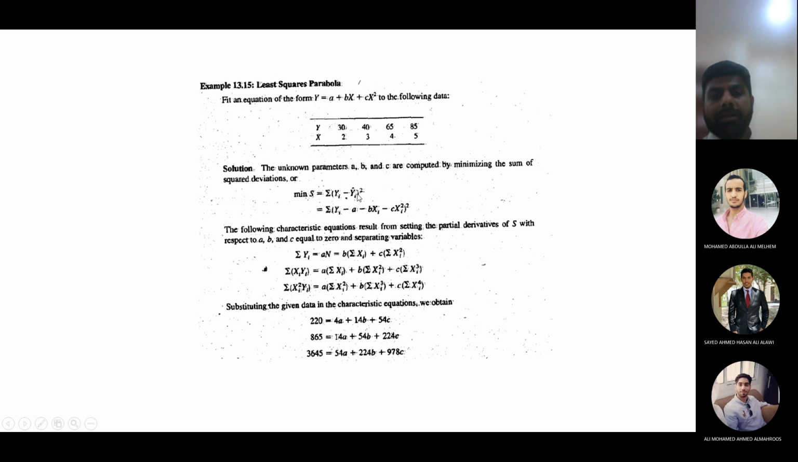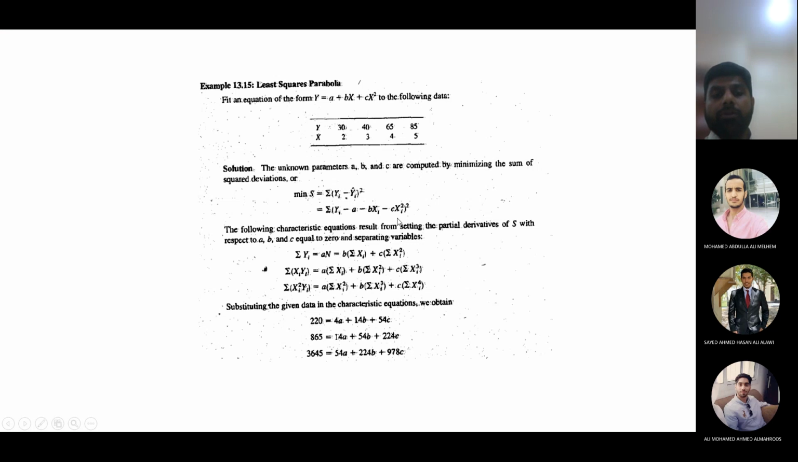Okay, so instead of y cap, I will put this equation like I showed you for simple linear regression. So instead of y cap, you put this equation. So you will have y minus all these things. I know x. I don't know a, b, and c. So what will I do? I will partially differentiate s with respect to a, then with respect to b, then with respect to c. And then I will put it equal to 0.